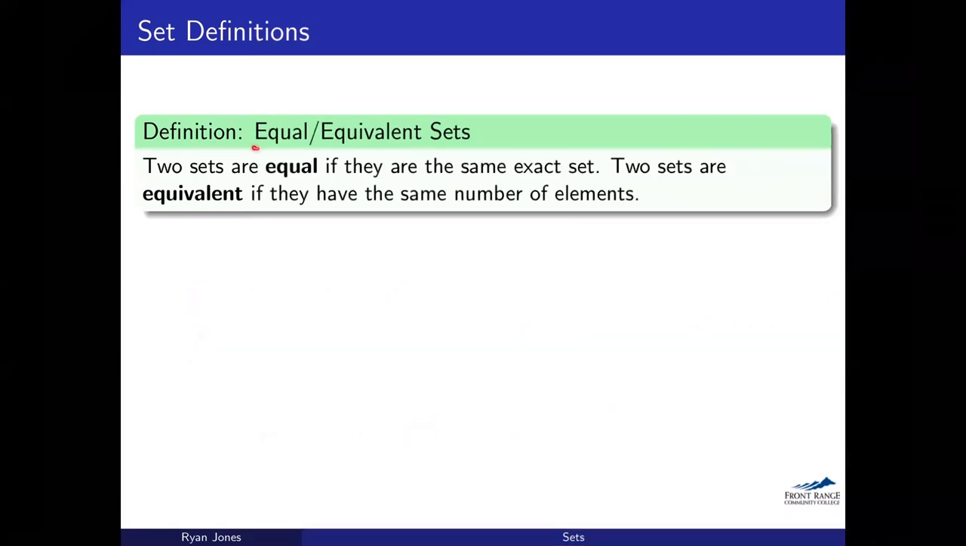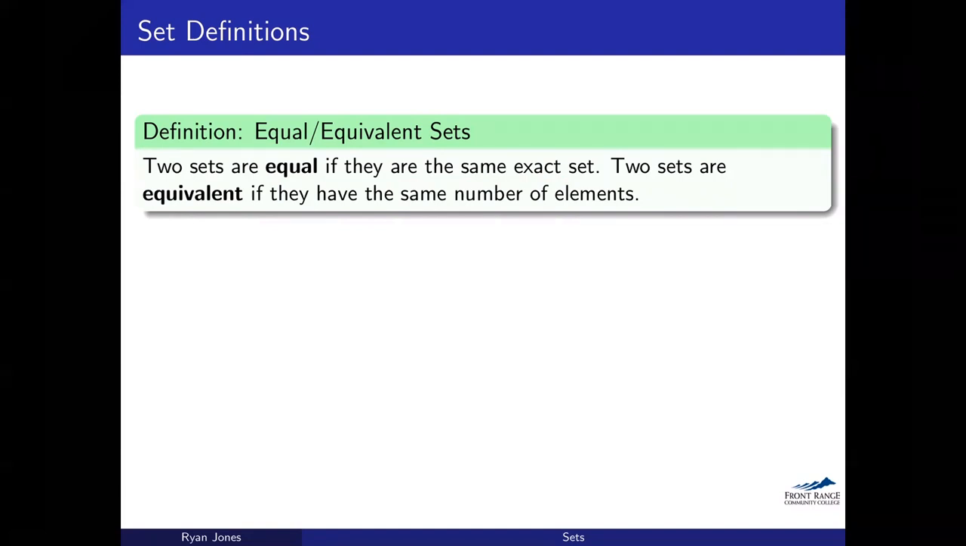We're going to talk about sets being equal and sets being equivalent. They seem like they should mean the exact same thing. They don't. There's reasons for it. I'm not going to get into those reasons. But if we say two sets are equal, that just means they're the exact same thing. Written down, word for word, letter for letter, they're the exact same thing. That means that they're equal.